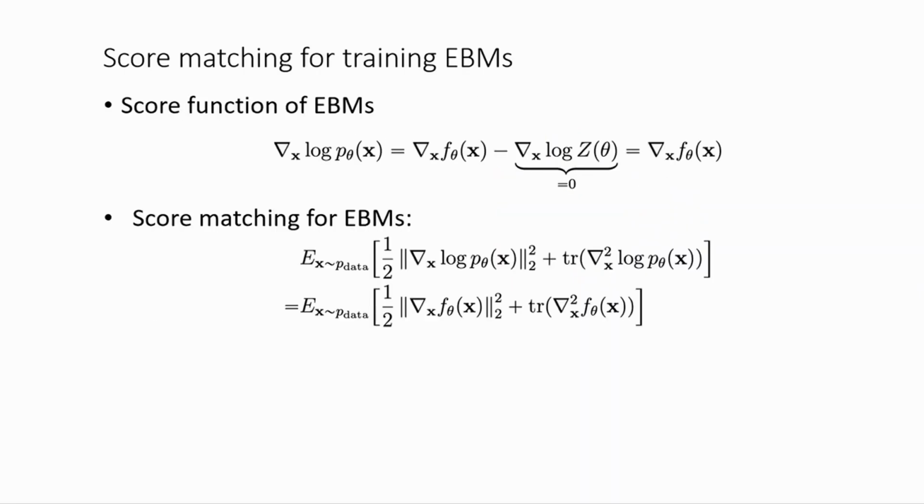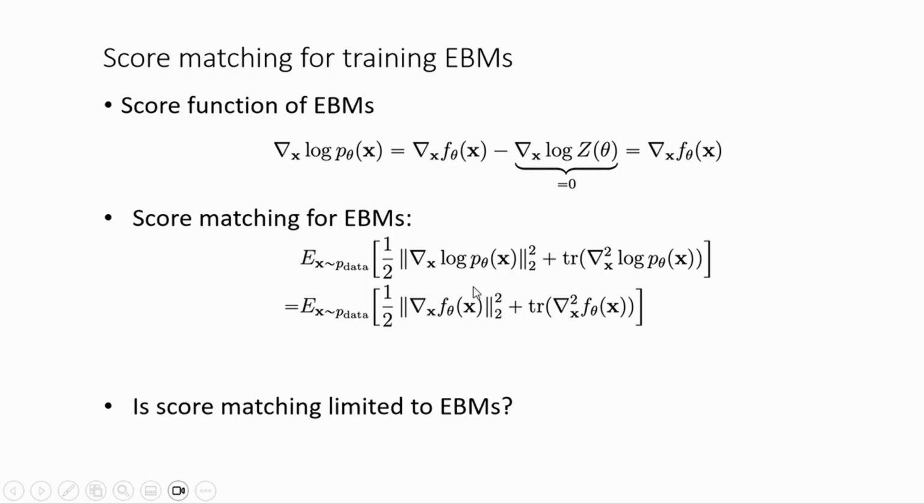But luckily, we can solve this problem with some mathematical tricks, like using integration by parts. And at the end, it's very surprising that the final score matching loss of the energy-based model does not rely on the mathematical form of p data, and we can rewrite the function into one that only relies on the current f of theta, which is the model that we're trying to train, and the trace of the second derivative of that.